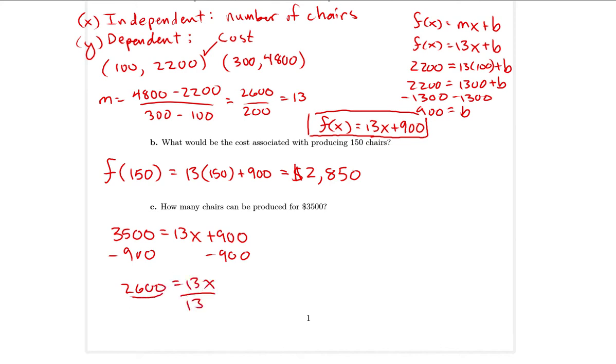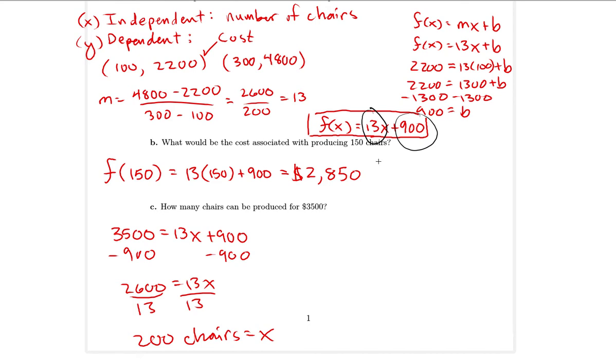So it looks like our answer here is 200 chairs. All right. Now, before we move on from this, I just want to make a little comment here. Think about what this Y-intercept means, and what this slope means. I didn't ask this in the question, but it's worth discussing.